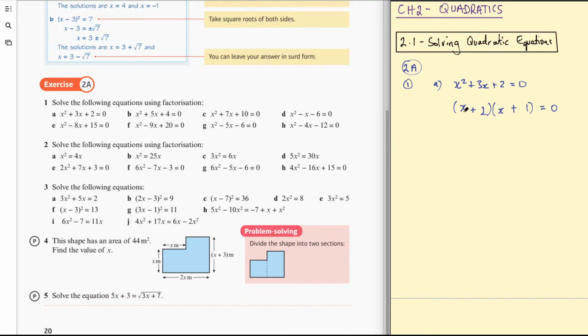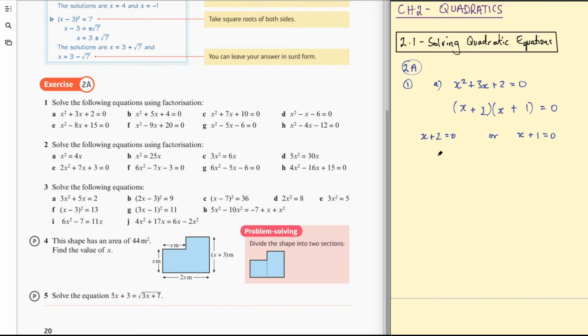And then to solve this, remember if we have two numbers that multiply to equal 0, either a equals 0 or b equals 0. That's what we have here. We have x plus 2 times x plus 1. One of those has to equal 0. So we can say then x plus 2 equals 0 or x plus 1 equals 0. And then we have two equations that we can solve.